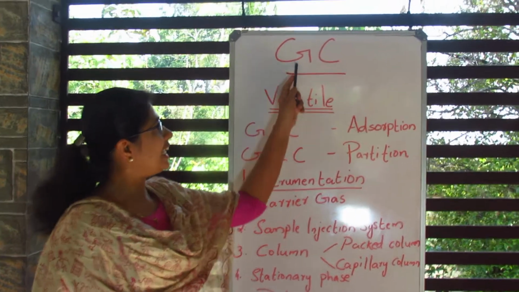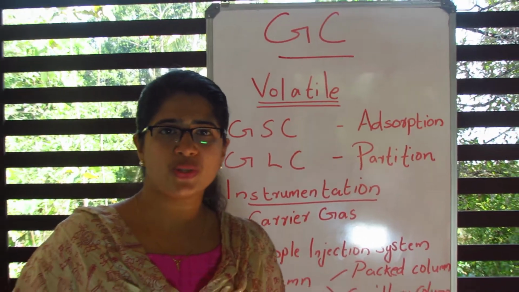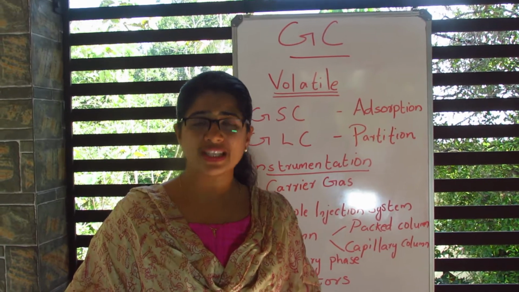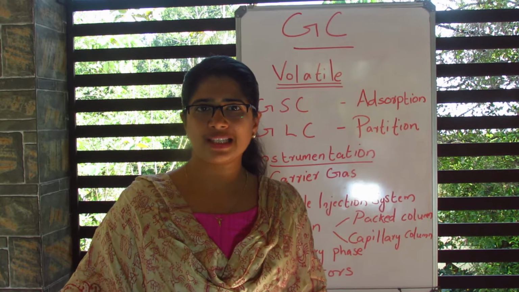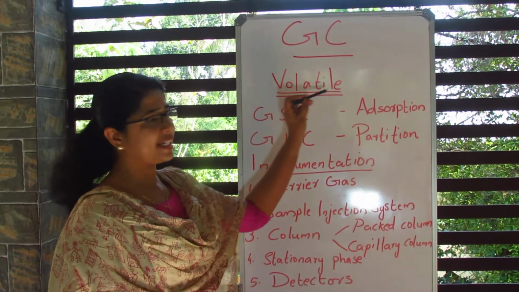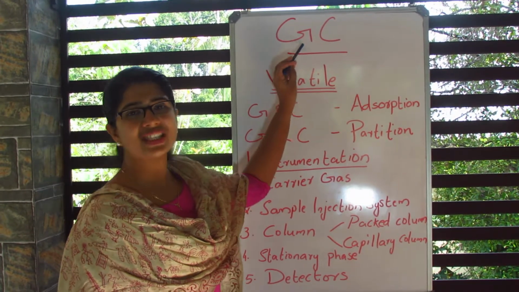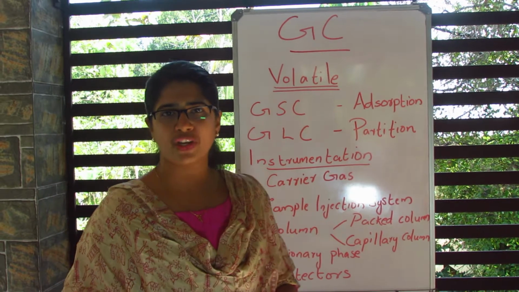GC means gas chromatography. This chromatographic technique is also used for the separation of compounds. Here it is mainly used for the separation of volatile compounds. The key word is volatile compound. So for the separation of volatile compounds, we can use this GC or gas chromatographic technique.